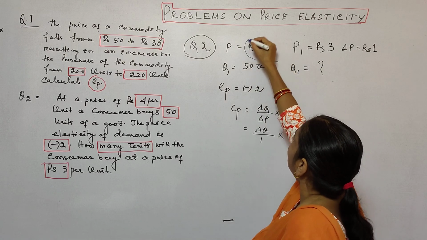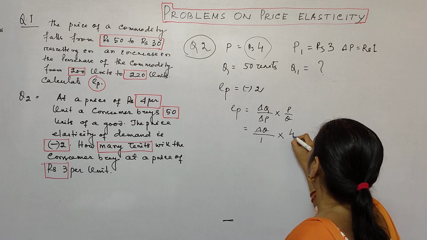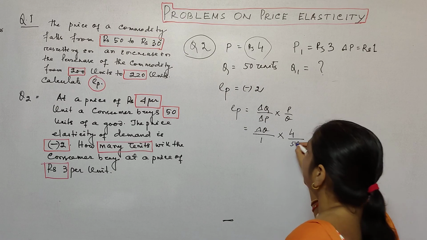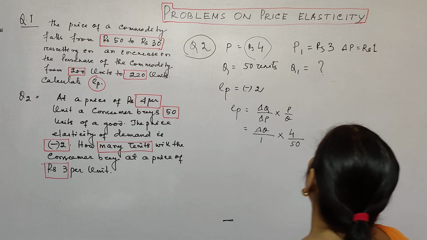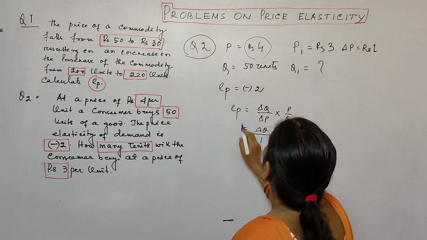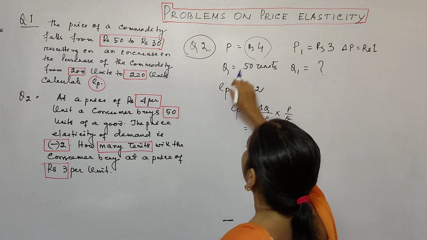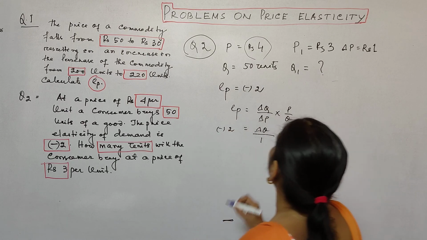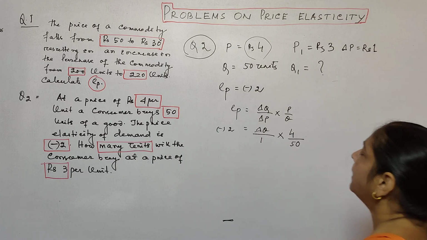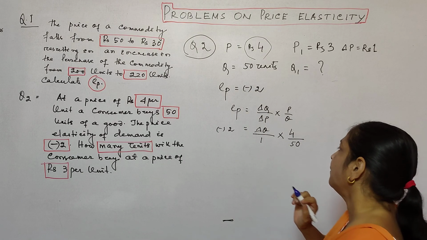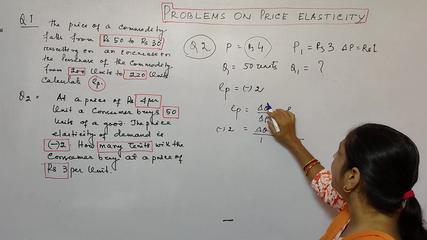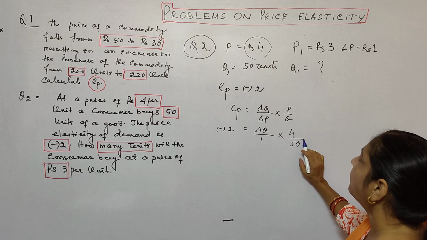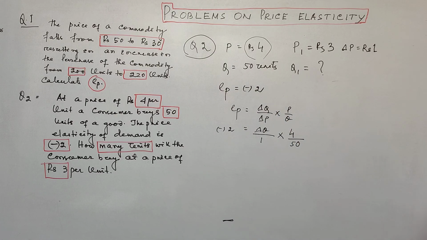P means the initial price, 4. Q means 50. वो क्या दे दिया? EP. EP is 2. So ये EP हमको मिल गया. All of it has been given. So this is 2, and we have put the values of delta P, P and Q. Now we will find the value of delta Q.